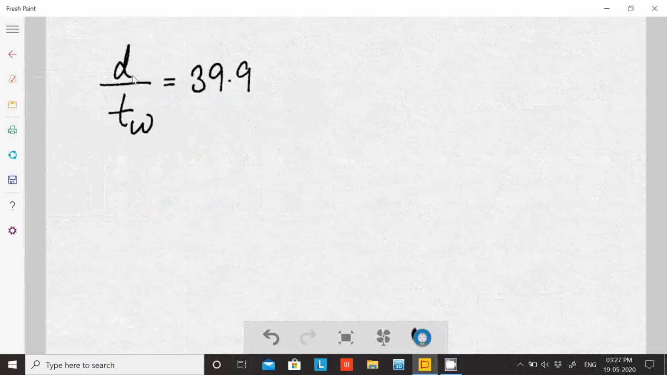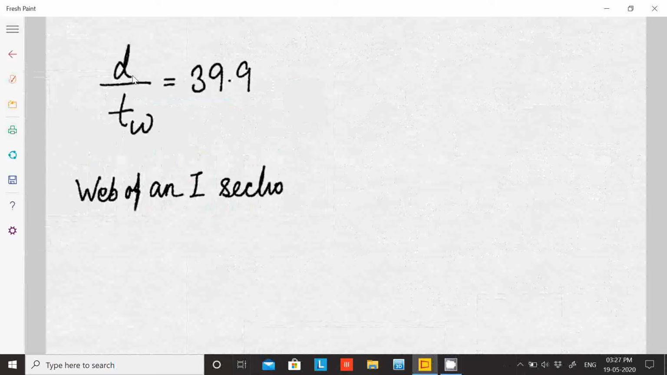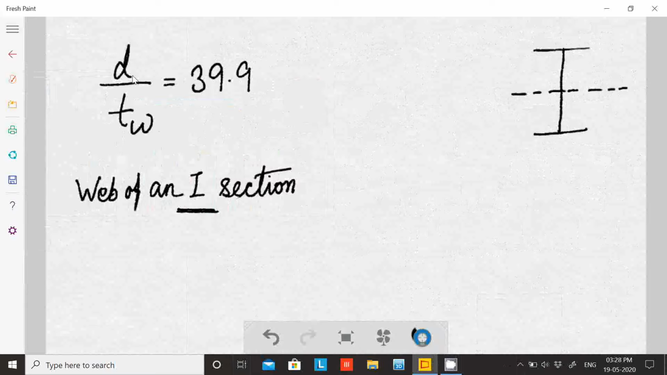Okay, so for that you have to go a little down. You will see a point where it is written web of an I section. I, H or box section is written, so we are dealing with I. So web of an I section, the neutral axis at mid depth. Ours is an I section, isn't it? So our neutral axis will always be at mid depth because it is symmetrical.